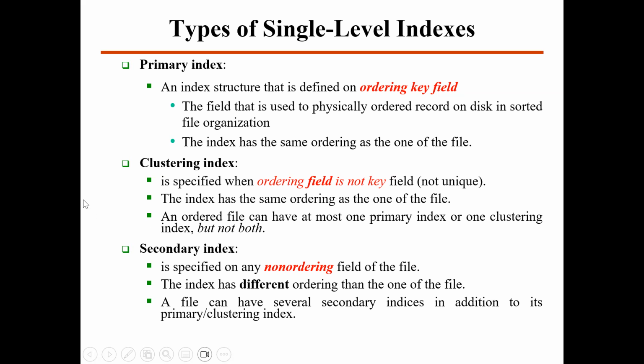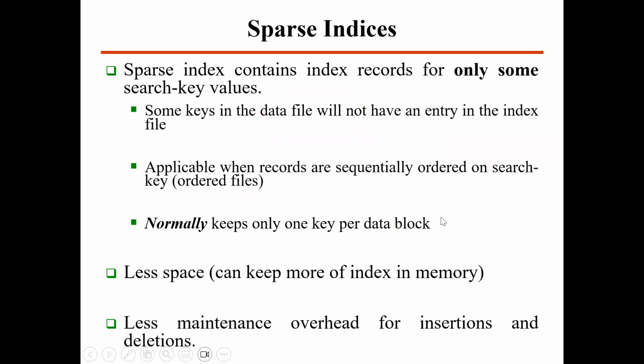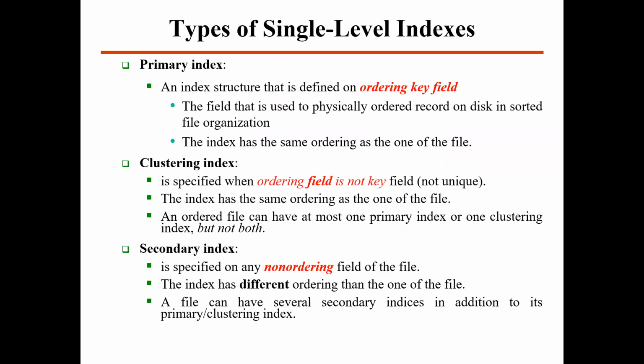Now, at a time, we can have a primary index or a clustering index on a file. We cannot have these two things together. However, we have seen examples where a data file has one primary index and one secondary index. But we cannot have a primary index and a clustering index at the same time on a given data file.